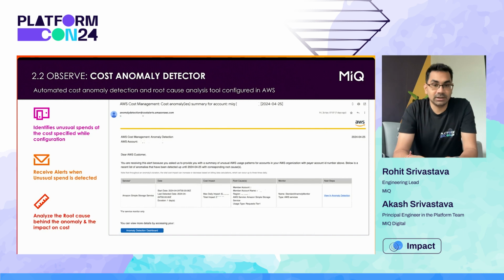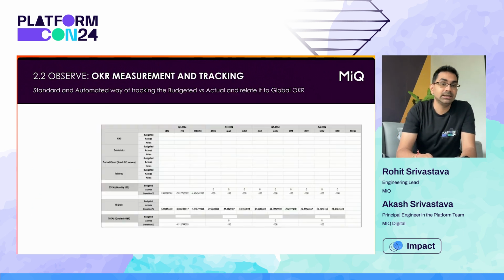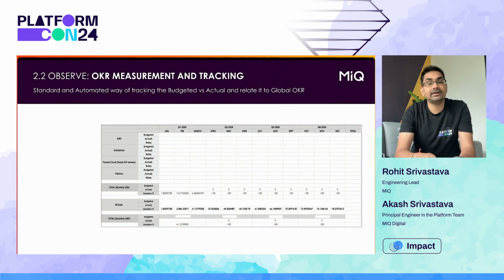Great. Thanks, Akash. As you guys saw, we have covered a lot of sections already. I'll quickly build upon what Akash mentioned and try to cover the observe part, which was a critical piece of how we ensure that we continue to observe what we have been doing. And hence, a critical aspect for us is the OKR measurement and tracking.